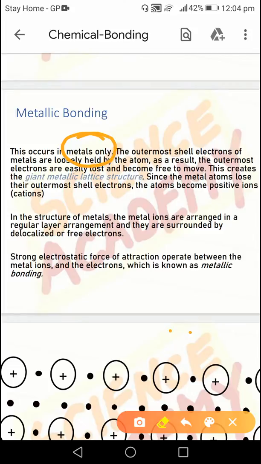So that's what it says, isn't it? The outermost shell electrons of metals are loosely held by the atom. As a result, the outermost shell electrons are easily lost to become free.